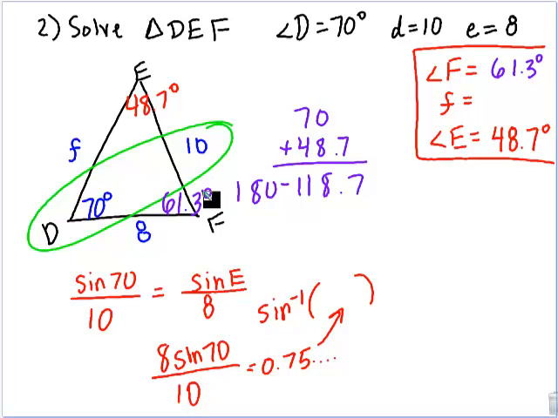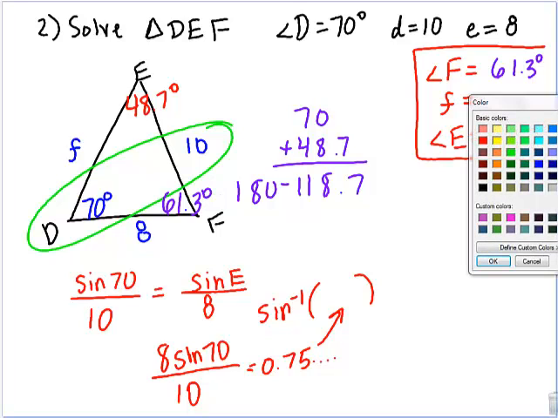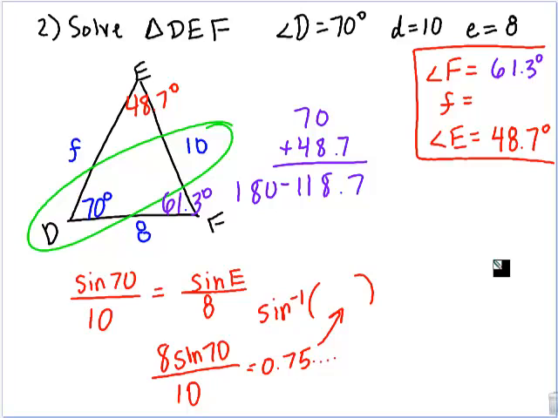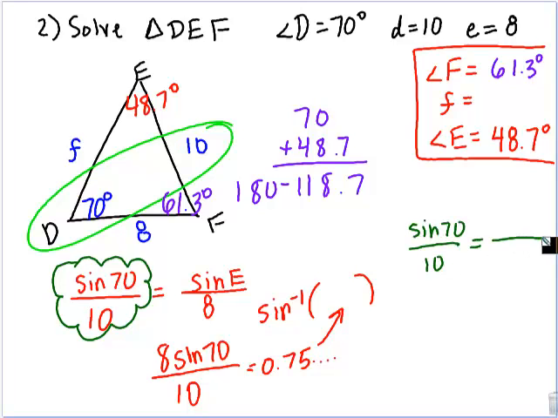That was a really delayed reaction. Okay. So now how can we set this up? Yeah, we're going to start using the same ratio we started with last time. So we'll start with sine of 70 over 10 is equal to, what's the only thing we have left to find? Yep. Sine of 61.3 over f. So how are we going to solve this for f?